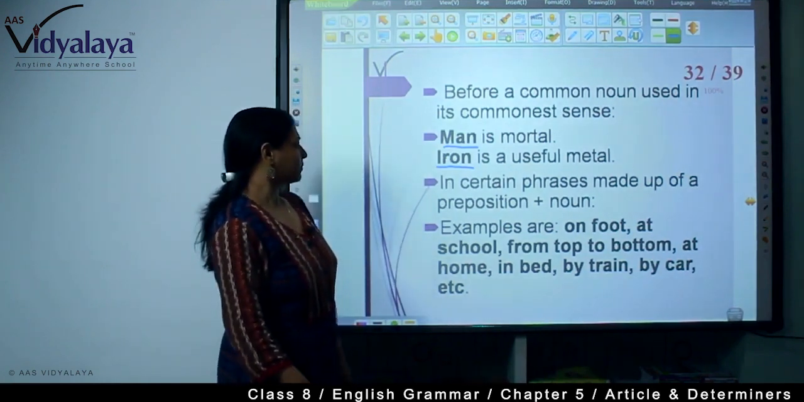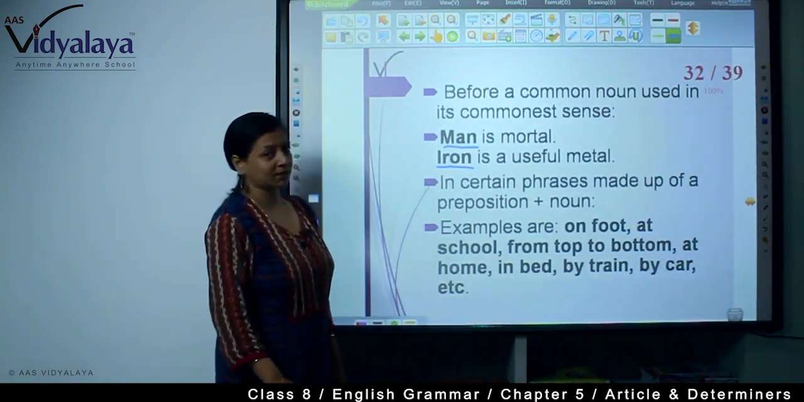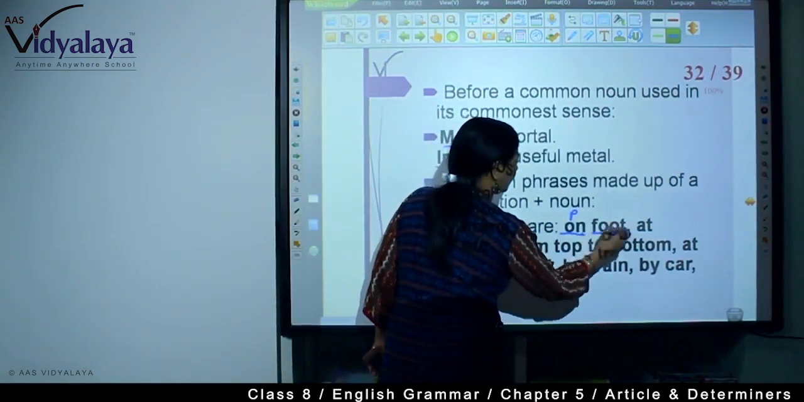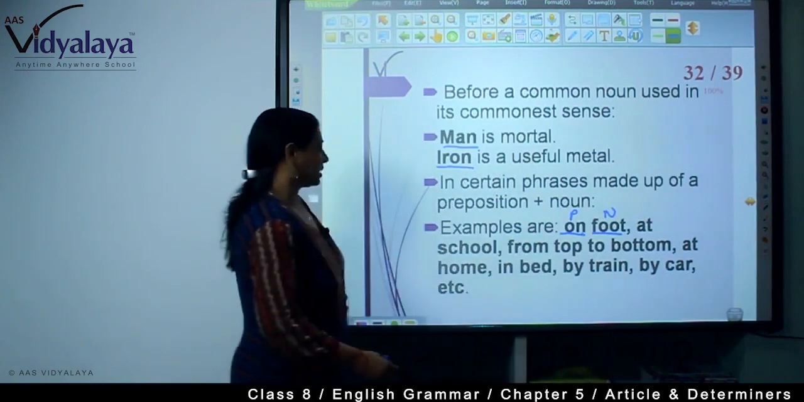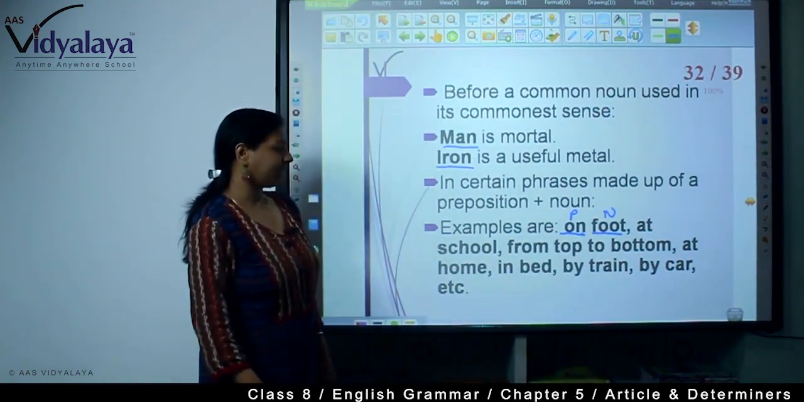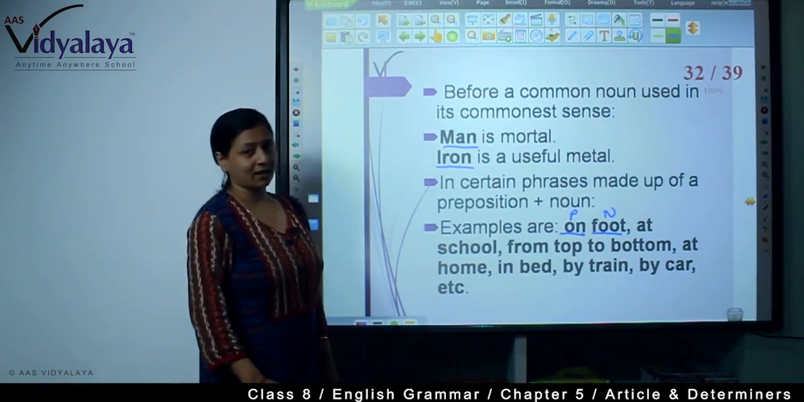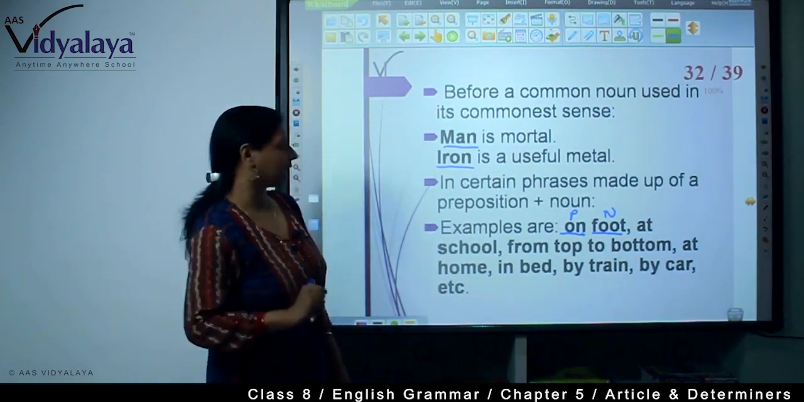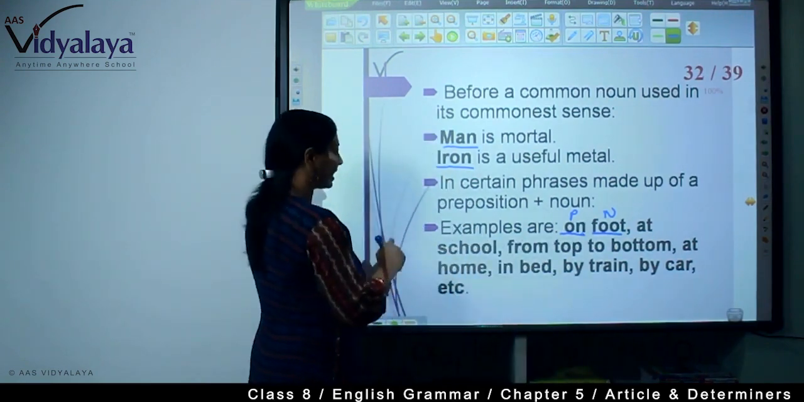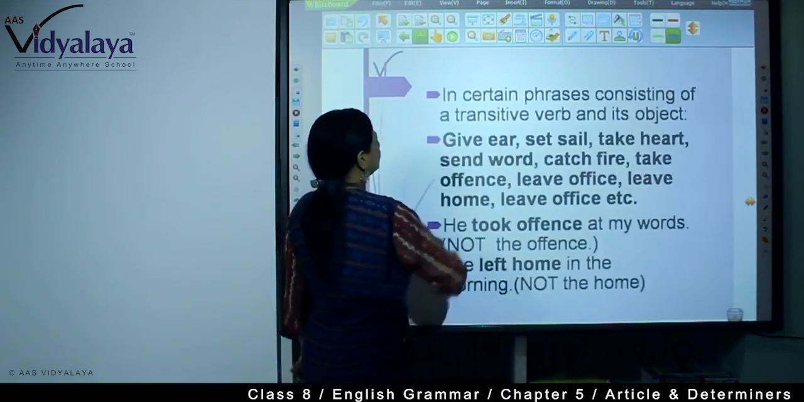In certain phrases made up of preposition plus noun. See, preposition and noun. So, on foot, at school, from top to bottom, at home, in bed, by train, by car, etc. We don't use an article before the noun. Say, on a foot, we don't write. At a school, we don't write.